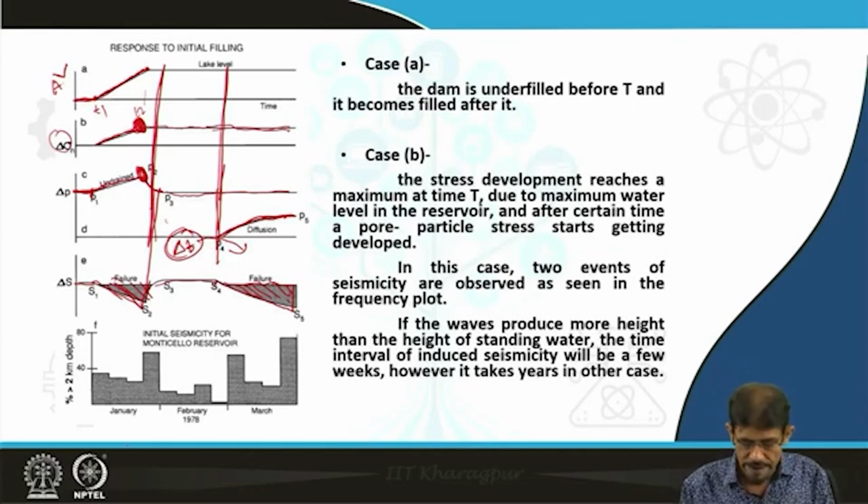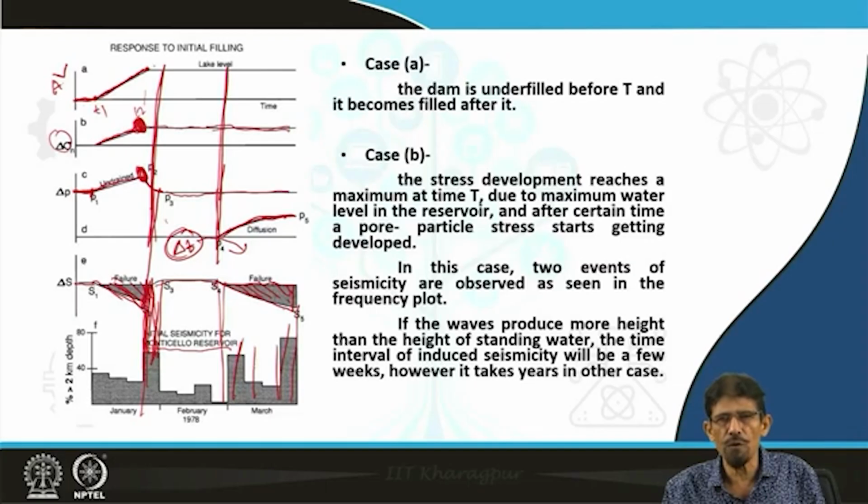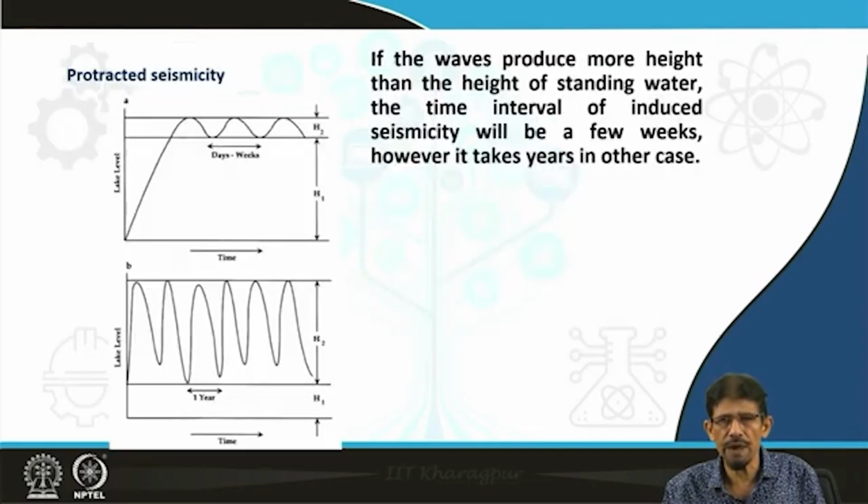You can see one case of a dam site, Monticello Reservoir seismicity. You can see at this zone there is a development of higher frequency of RIS due to initial filling of the Monticello reservoir. Then after a considerable gap, there is again a higher frequency of RIS due to diffusion. So this way we explain instantaneous RIS and delayed RIS.